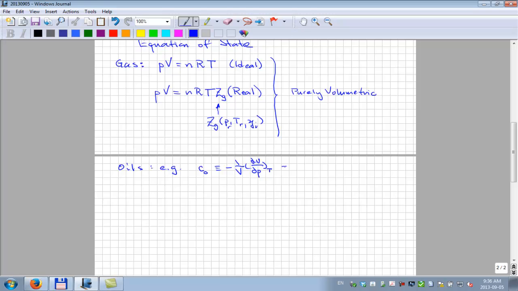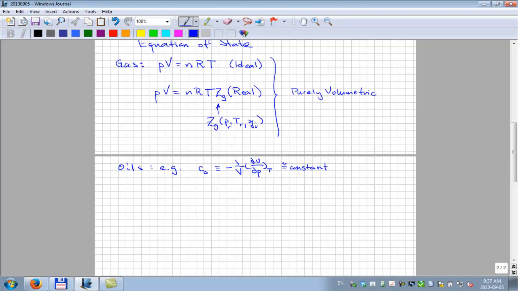And you might say that, well, for some oils, this is approximately constant. That would be a simplifying assumption, but it would be an equation of state. It would only apply to oils and what we call slightly compressible oils. That's generally not used. And that, again, would be just used for volumetric applications.